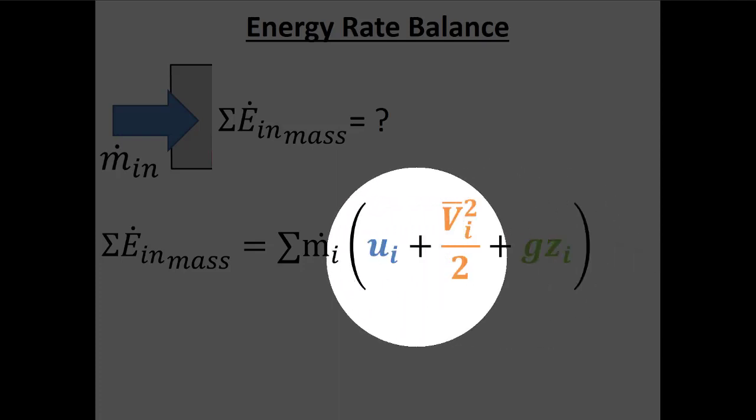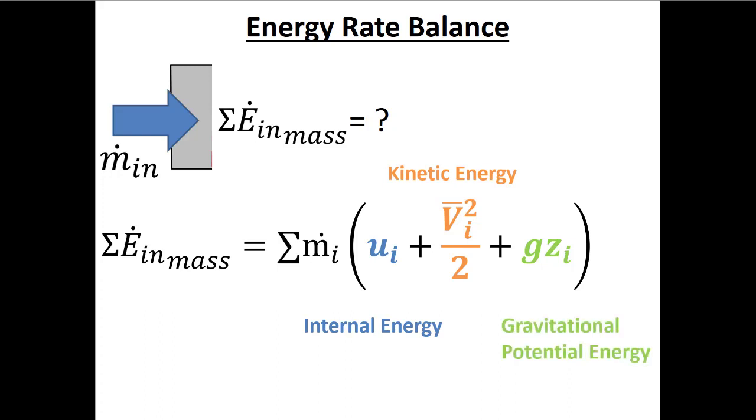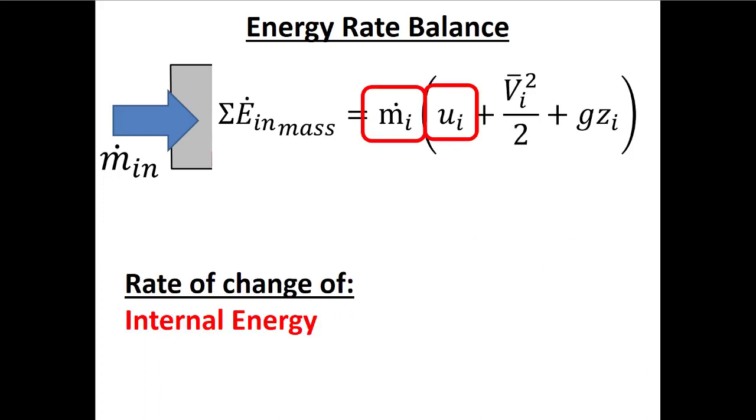We're going to multiply all of these energies by a mass flow rate, and that's going to give us a power or a rate of energy that's coming into the system, either at the inlet, or leaving the system at the outlet, right? So the blue term here, U, is internal energy. The orange term is kinetic energy, and the green term is gravitational potential. So if we knew all of these terms at the inlets and the outlets, then we could put them into our equation and we'd be able to figure out all of the energy that comes in and all of the energy that goes out because there's mass coming in and out of our system.